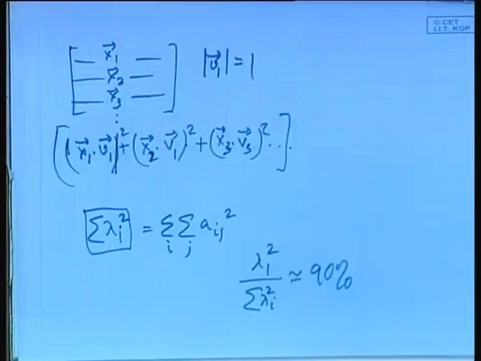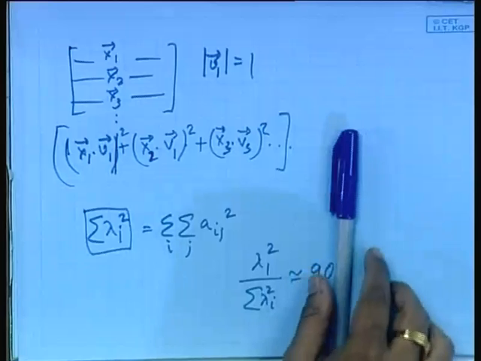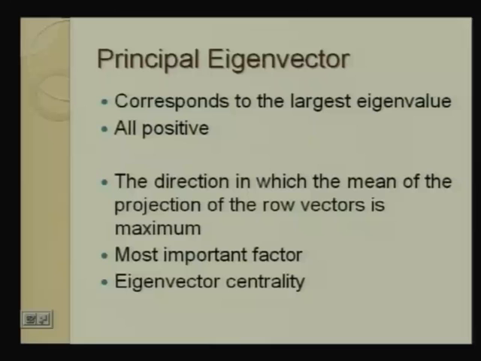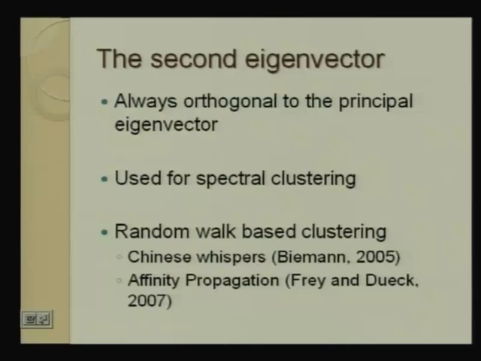So it means that the first factor is really very important, and as we have already seen, it closely correlates to eigenvector centrality. It is what is known as eigenvector centrality. The second eigenvector is also very interesting. Now, the second eigenvector is orthogonal to the principal eigenvector. We have seen that. So if that is the case, what can you say about the entries of the second eigenvector?